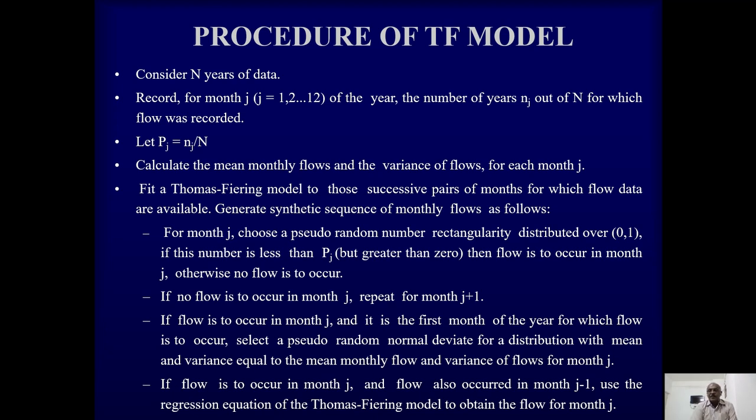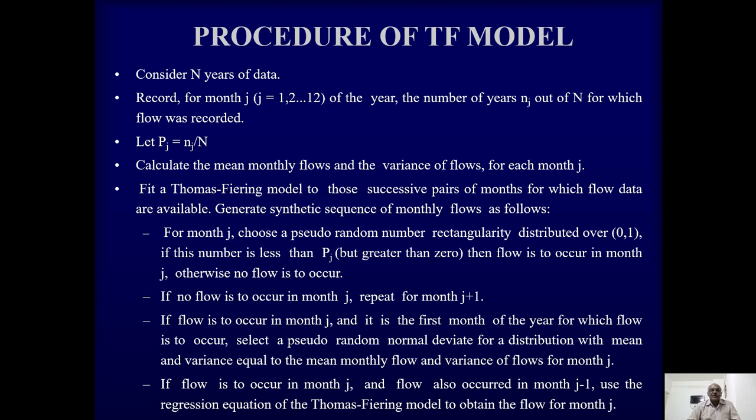Procedure of the Thomas Fiering model. Let us consider n number of years of data record for month j equal to 1 to 12 of the year. The number of years Nj, out of capital N, for which the flow was recorded. Let Tj be equal to Nj upon capital N. Calculate the mean monthly flows and the variance of the flows for each month j. Fit the Thomas Fiering model to those successive pairs of months for which the flow data are available. Generate the synthetic sequence of the monthly flows as follows.